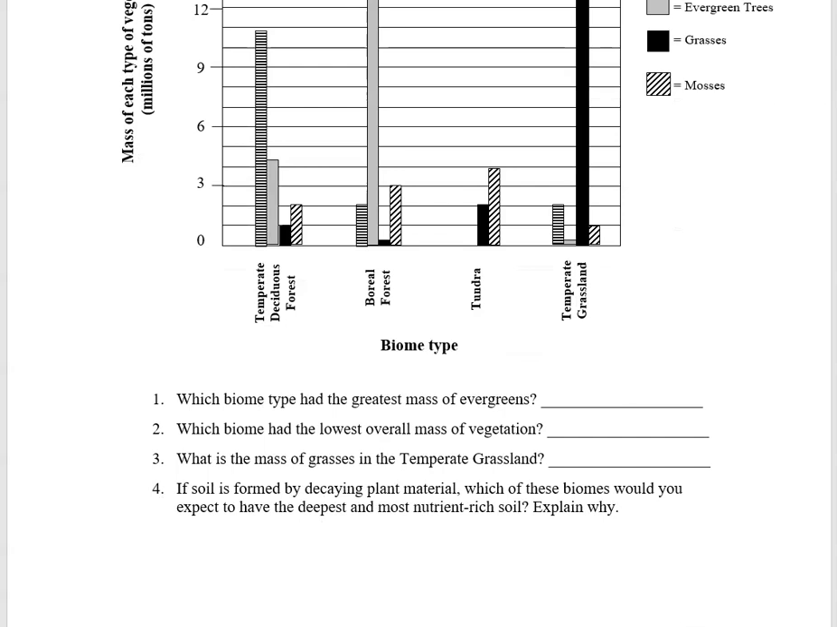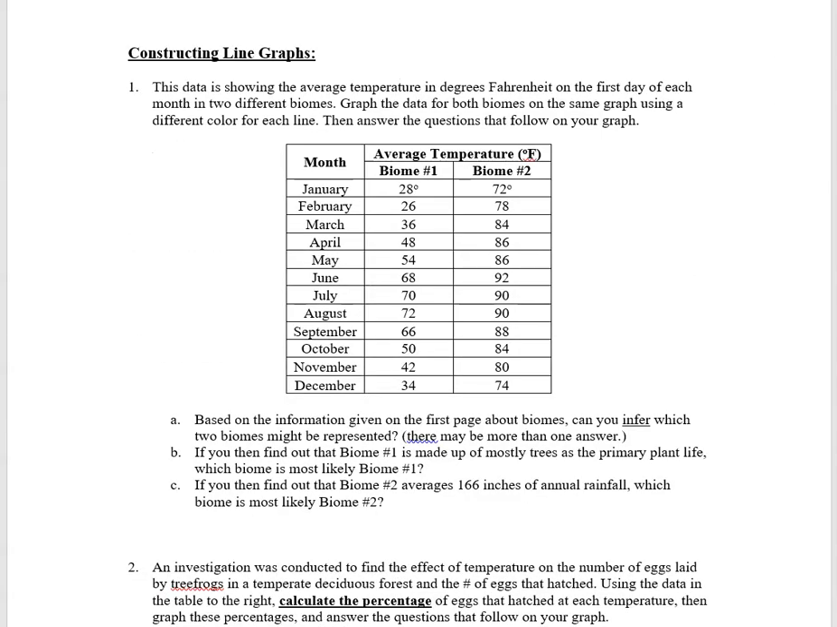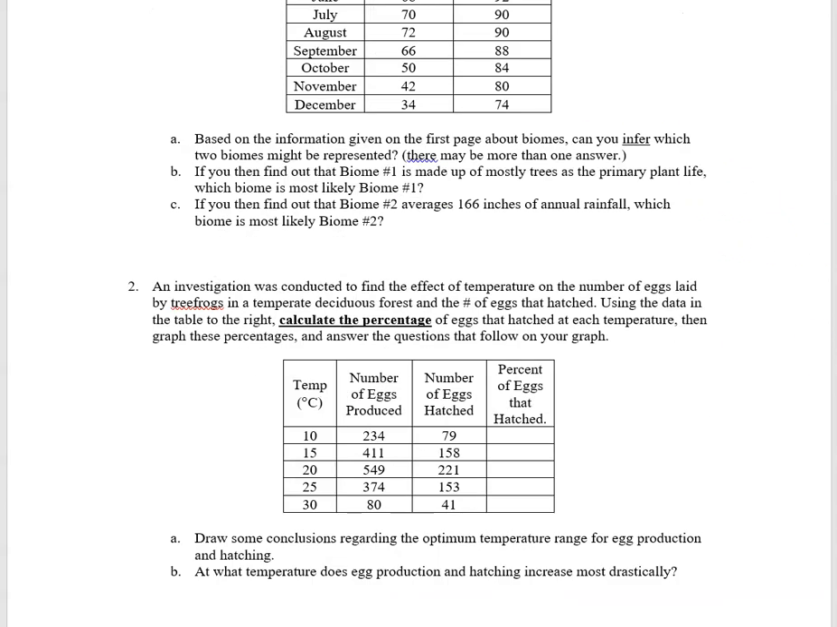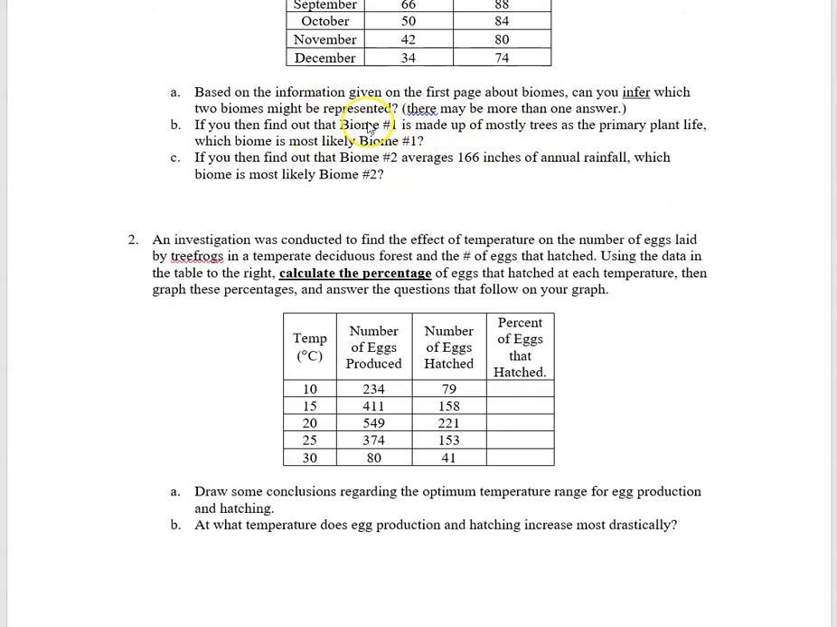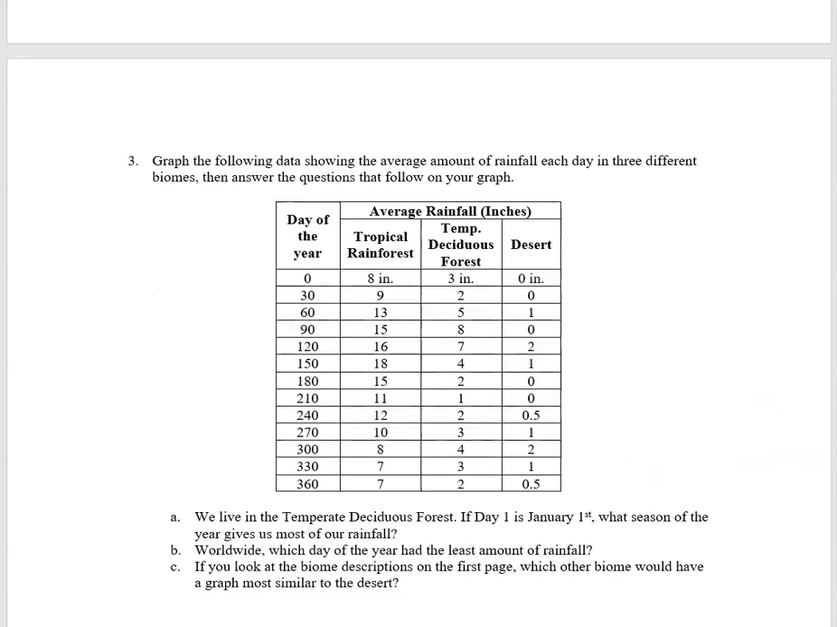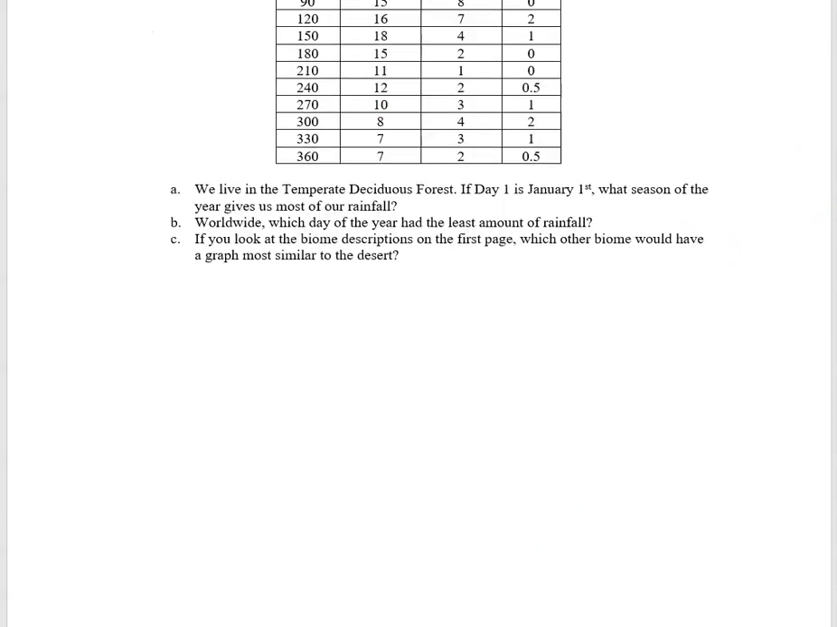Okay? And then the last part is you have 3 different graphs to make. The first one, you're going to have 2 lines on that graph, and then you have some questions to answer about it. The second one, read your instructions. You're going to calculate the percentage here, and then you're going to graph that percentage versus temperature, okay? And then answer a couple questions about it. And the last one, you have 3 different lines to graph on there, and then answer questions about that.